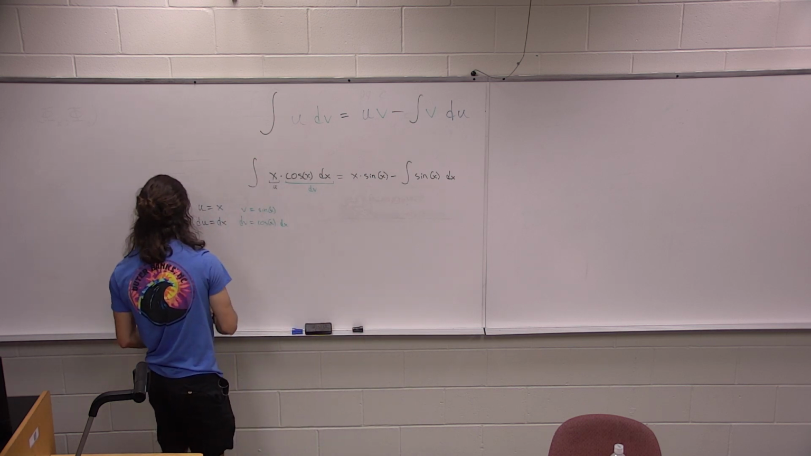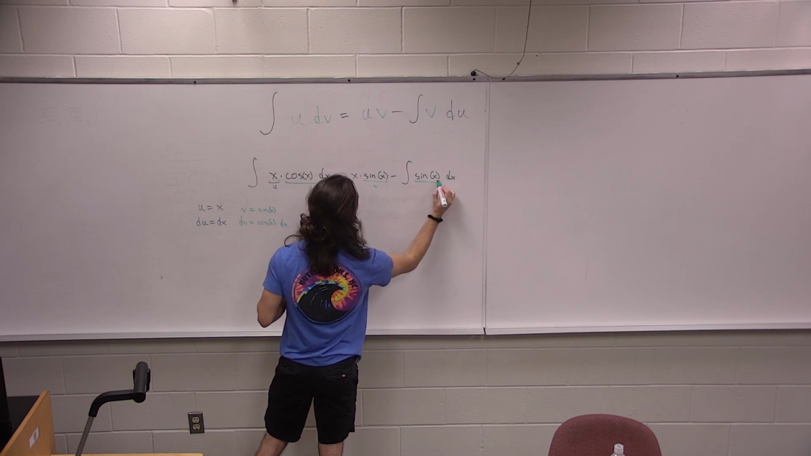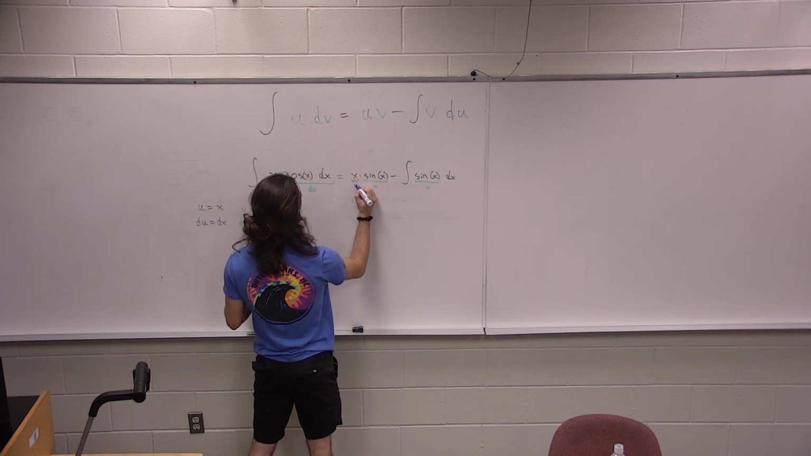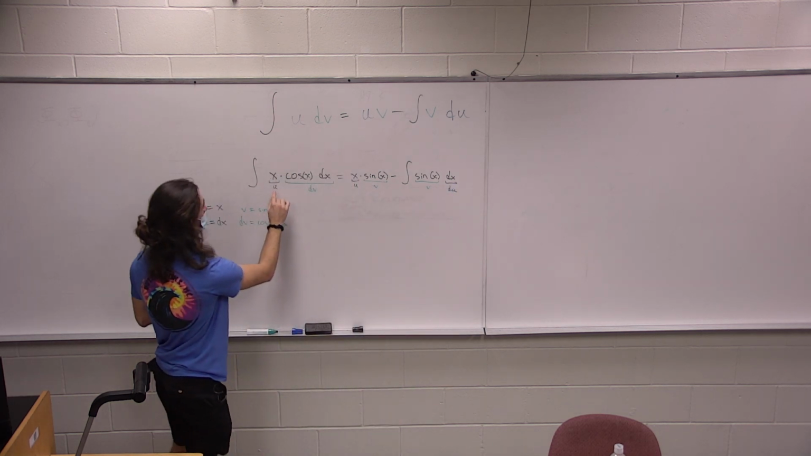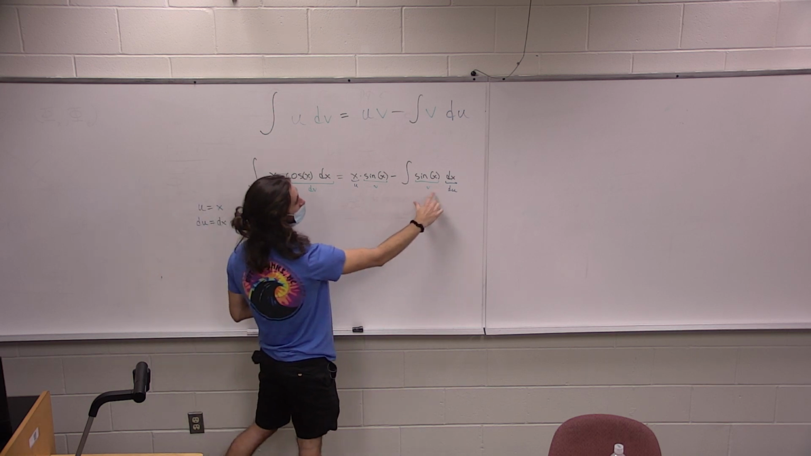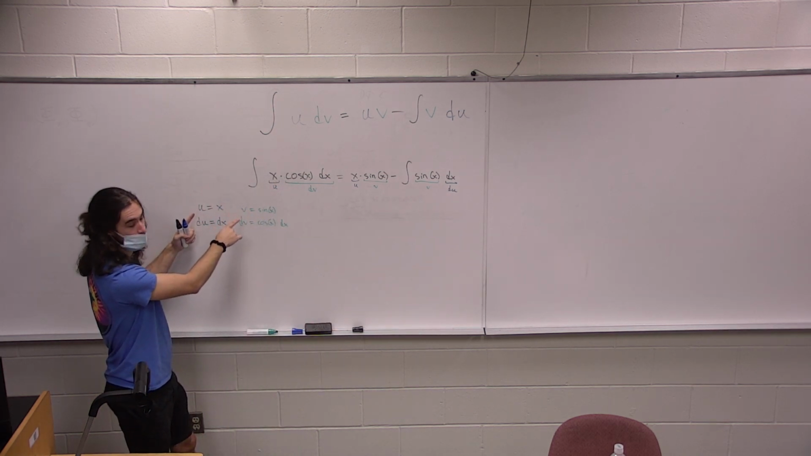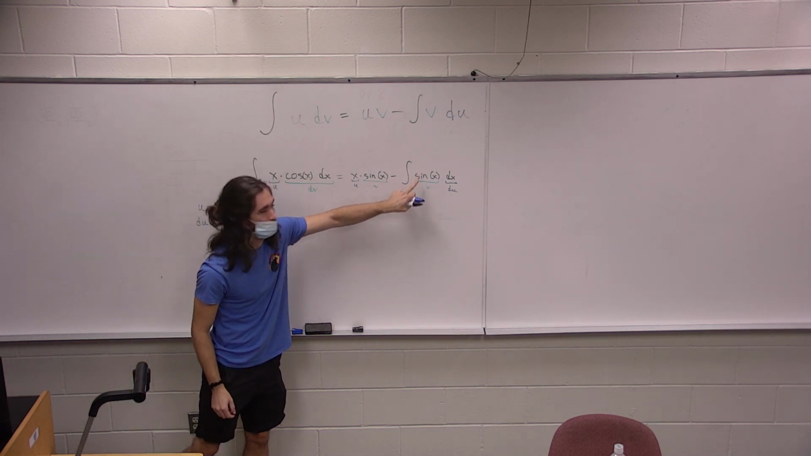So just to be clear, this is our new v. And here's u. This is our du, right? So we swap this u dv for this new integral v du. And in this case, with this choice of u and v, that was a good idea. And so now I can continue on and take this integral, no problem.